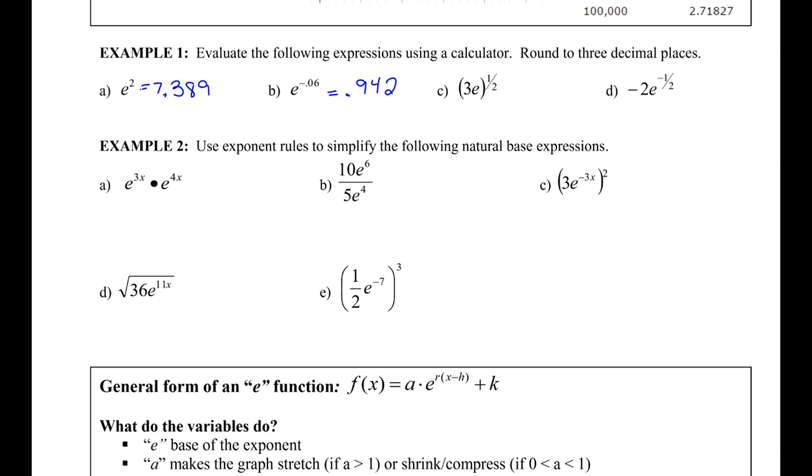For example 2, you're going to use your exponent rules in order to simplify the natural base expressions. So for a, when you have 2 of the same base raised to a power, we simplify them by adding the exponents. So I have 3x plus 4x, which gives me e raised to a power of 7x.